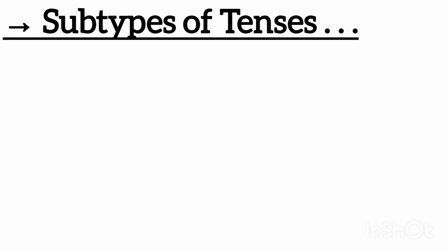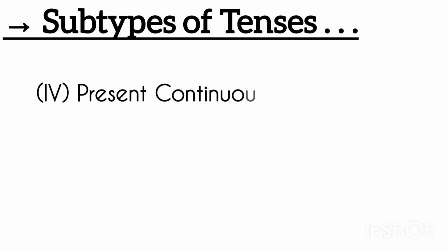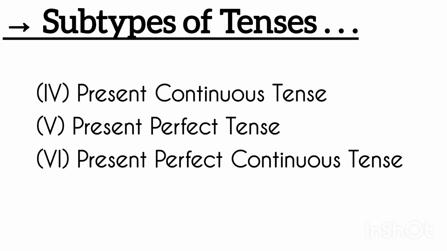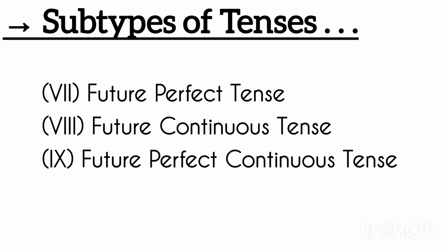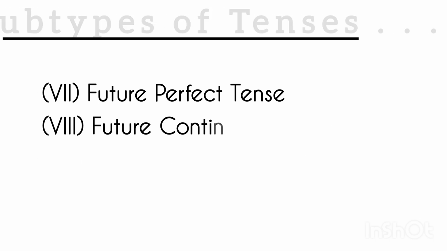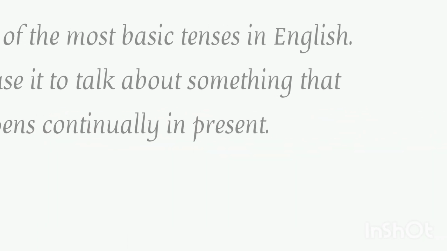Subtypes of tenses: past continuous tense, past perfect tense, past perfect continuous tense, present continuous tense, present perfect tense, present perfect continuous tense, future perfect tense, future continuous tense, and future perfect continuous tense. So let's begin with the first topic, simple present tense.